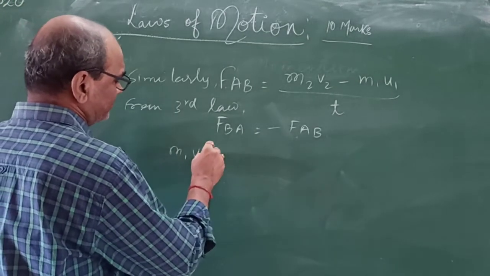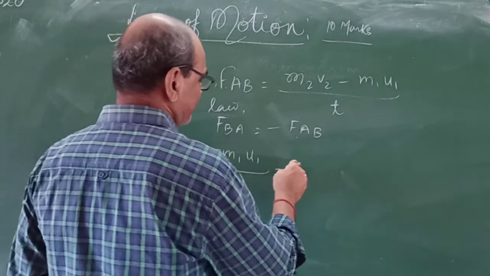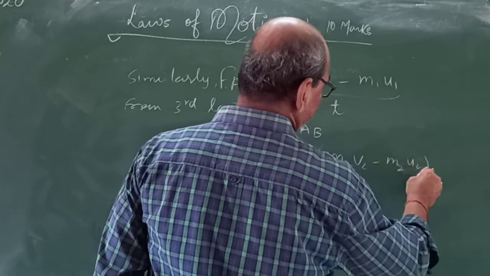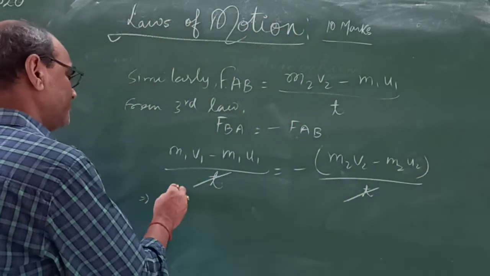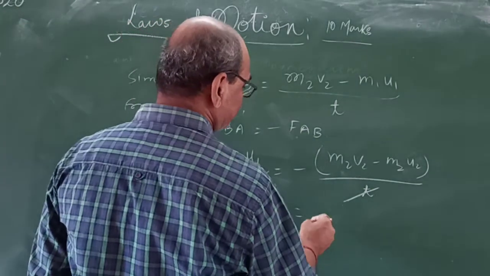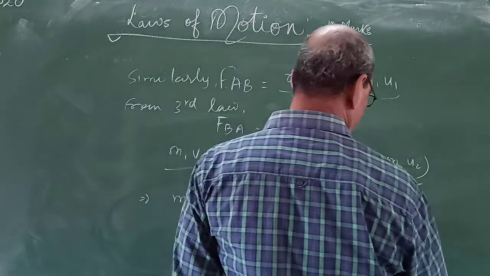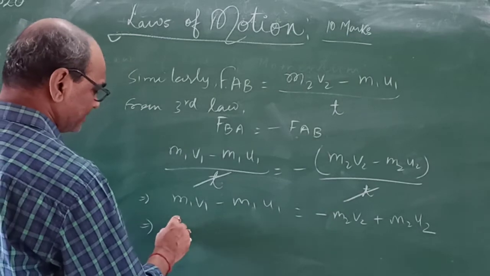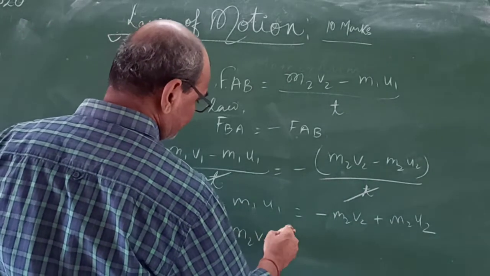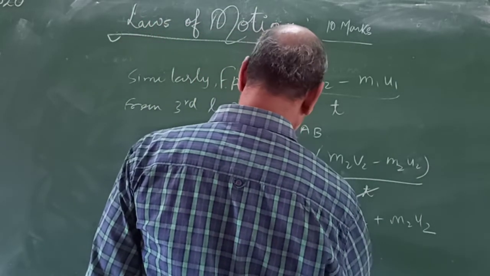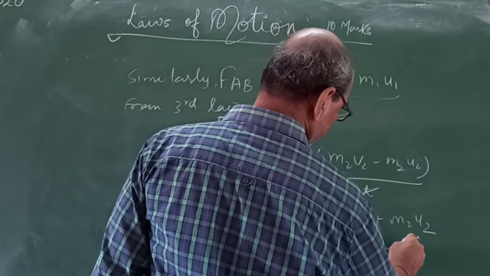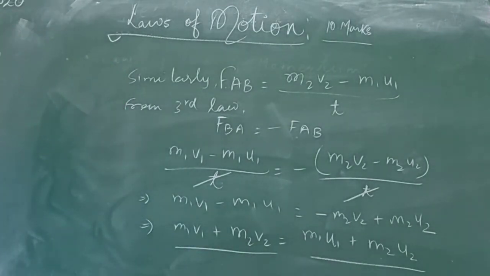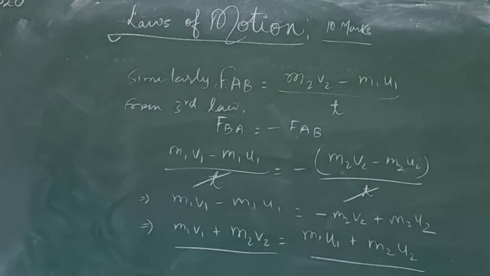F_BA is equal to m1 v1 minus m1 u1 by t, which is equal to minus (m2 v2 minus m2 u2) by t. The t cancels out. Therefore, m1 v1 minus m1 u1 is equal to minus m2 v2 plus m2 u2. Now transpose terms: m1 v1 plus m2 v2 is equal to m1 u1 plus m2 u2, where the minus sign becomes plus. This right-hand side is the total initial momentum of bodies A and B, and the left-hand side is the total final momentum of A and B.